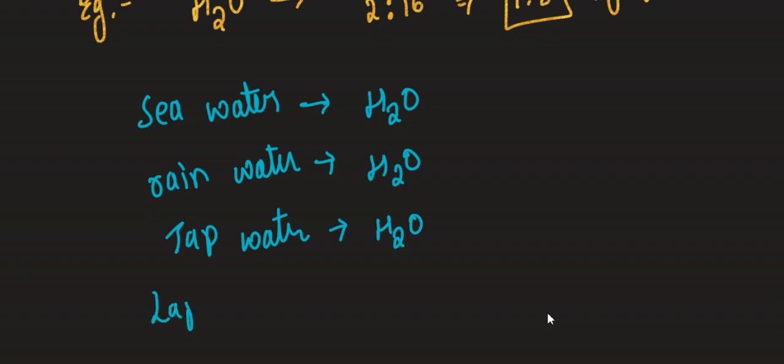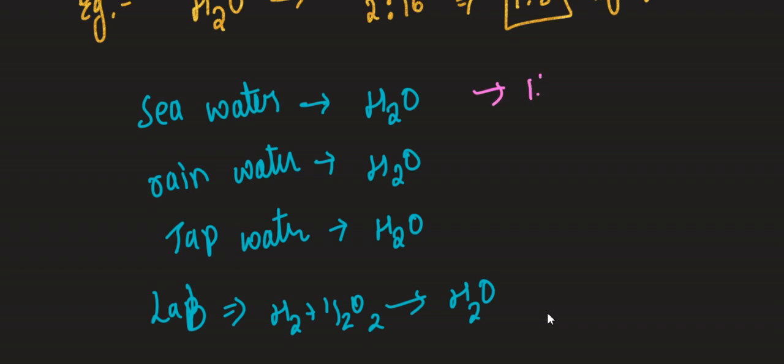Suppose I'm preparing water in the lab. How to prepare water? H2 plus half O2 gives rise to H2O. Can I say everyone has the mass ratio 1 is to 8? Their mass ratio is how much? 1 is to 8. So this is nothing but the law of constant proportion. What does the law of constant proportion say?